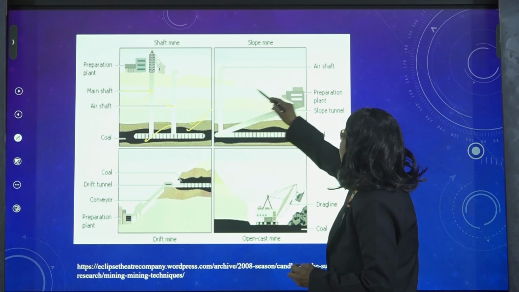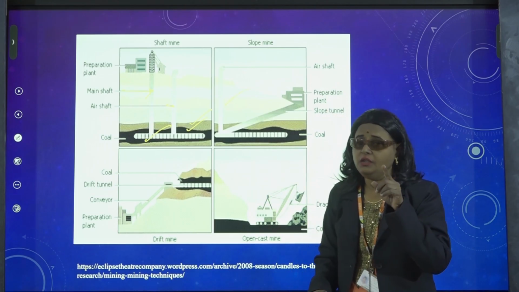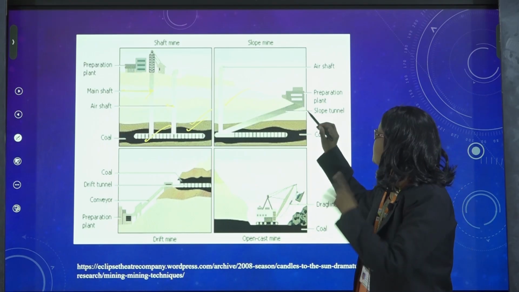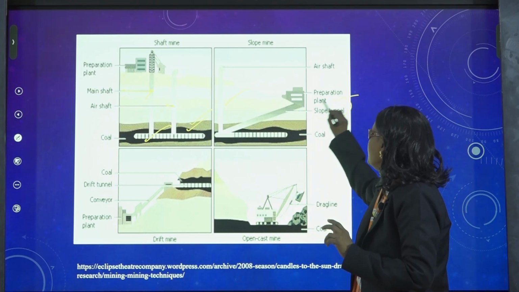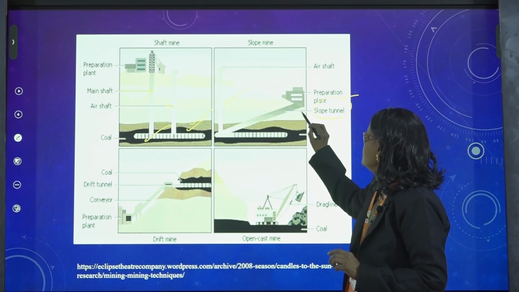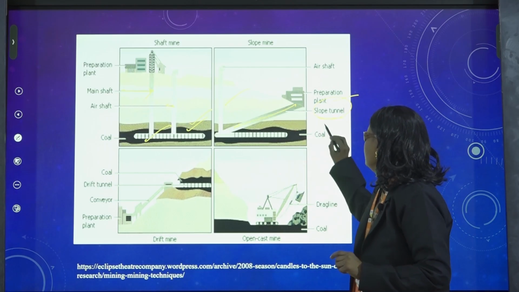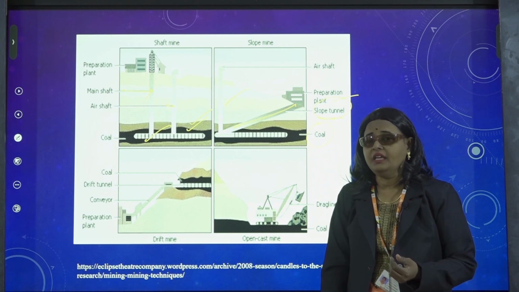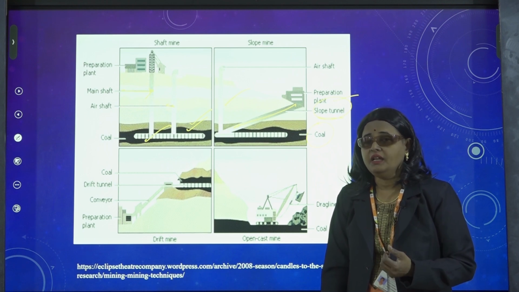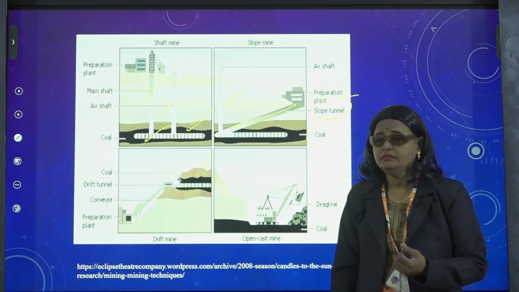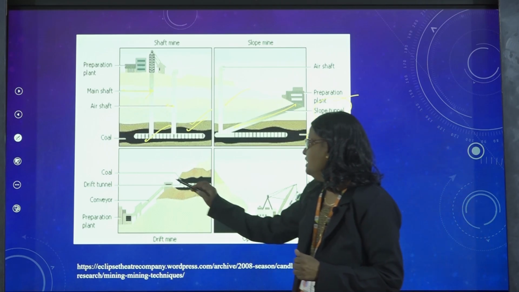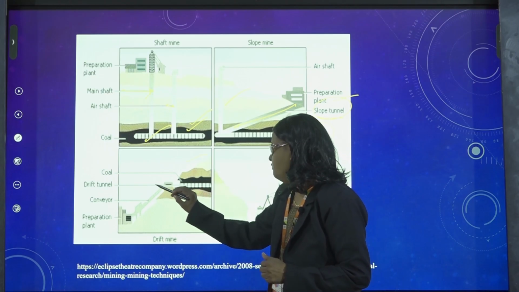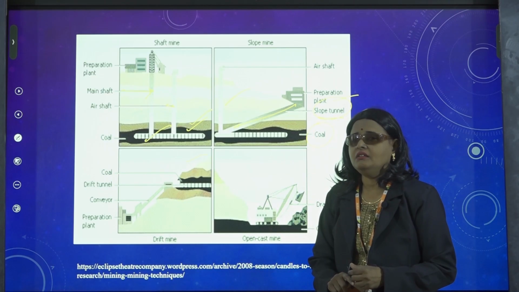Slope mine. All of you see, air shaft, I told. What is the use of the air shaft, I told the student. Now, here see, preparation plant, slope tunnel. Slope mine, this is a slope tunnel you are seeing here. This is the coal. Slope tunnels are made here to extract the mineral. Clear?